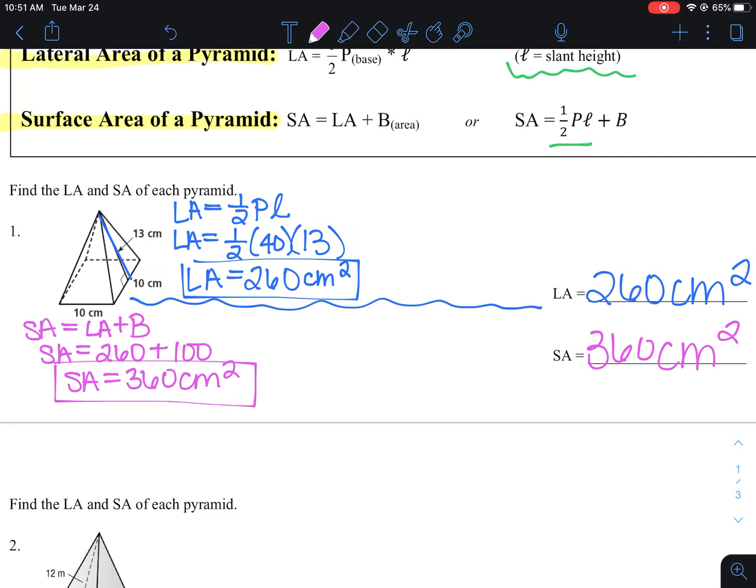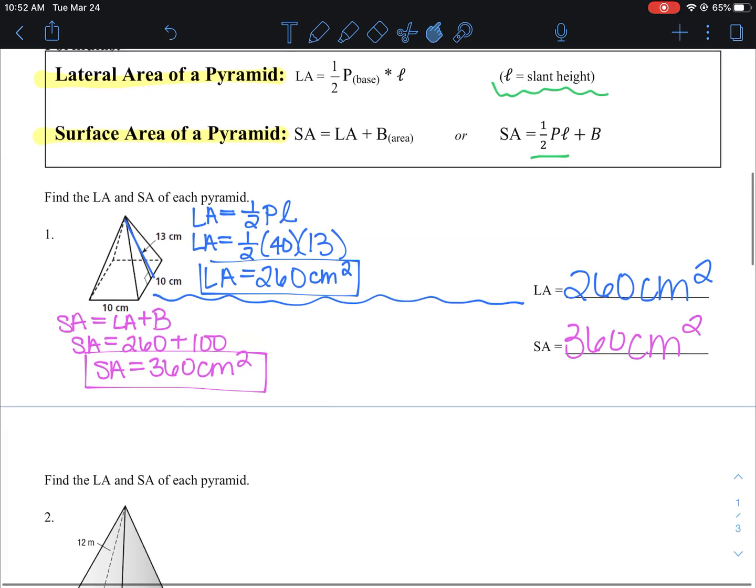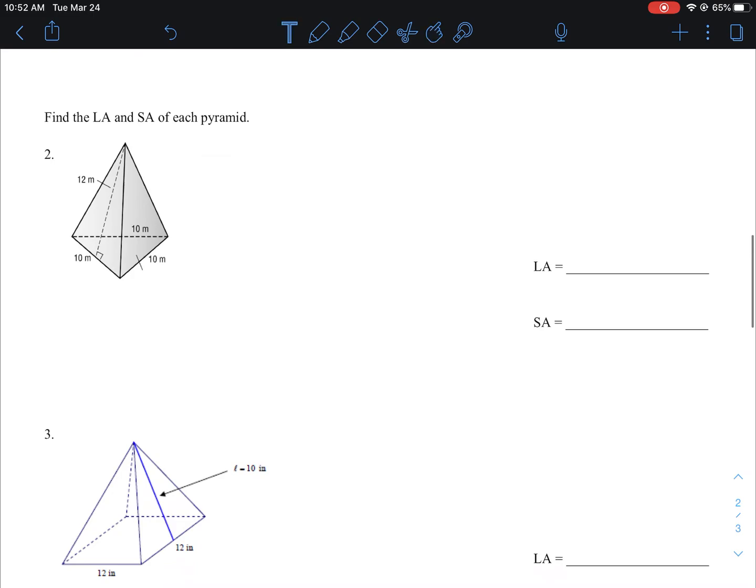So 360 centimeters squared. I wanted to remind you of something because I forgot to say this. Remember, lateral area is the area of all the faces except for the base, okay? So it makes sense that our first lateral area is 260. That's all the sides of the pyramid and not the bottom. And when we wanted surface area, which means all of the faces, it makes sense that we would just add 100 to that because we have just the base to add, which is 10 times 10. So remember, lateral area is all the sides without the base, and surface area is everything. Sides, base, everything, okay? Let's move on to the next one.